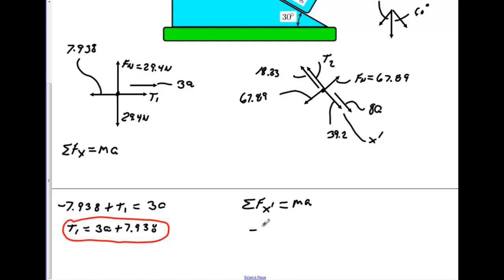So now let's put them in. I'm going to get a minus T2 minus 18.33. Make that 18 a little bit better so we can see that. Okay, plus 39.2, make that better too, 39.2 must equal 8 times my acceleration. Again, summation of forces equals mass times acceleration. What you want to do here is solve for T2. And when you do, you'll get T2 is equal to 20.87 minus 8 times acceleration.